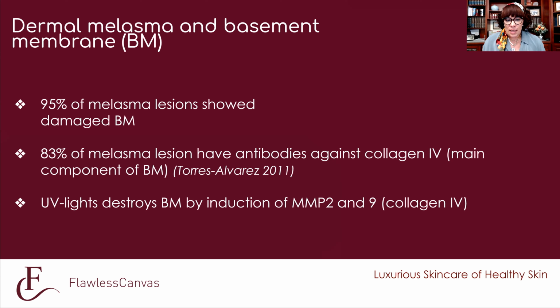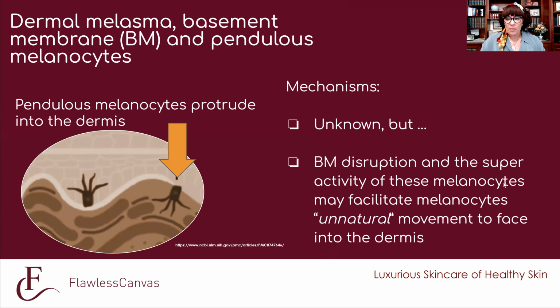Now, 80% of these dermal melasma lesions have antibodies against collagen 4, which is the main component of the basement membrane. And we also know that UV light destroys the basement membrane by induction of MMP2 and MMP9, which are collagenases that destroy collagen 4. And UV light is linked to dermal melasma. So there is an indication that there is damage in this structure that keeps the integrity of the skin and the fluid communication, which may be linked to the appearance of pigment in the dermis.